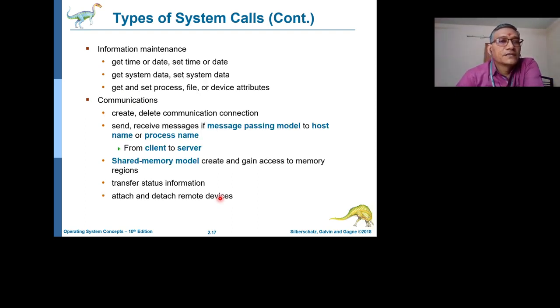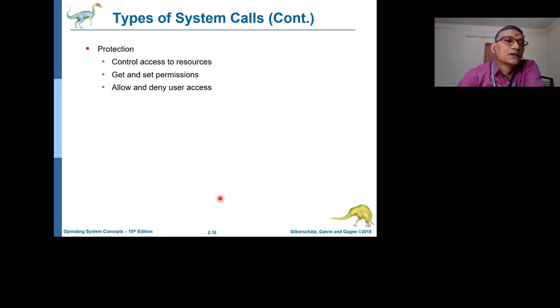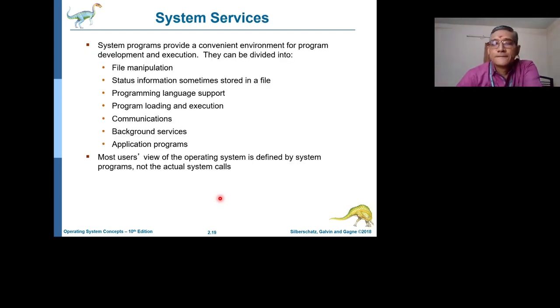For information maintenance: get time data, set time data, get system data, set system data, get and set process, file or device attributes. Communication-related system calls: create and delete communication connection, send and receive messages if message passing model to host name or process name. If it is client to server, shared memory model: create and gain access to memory regions, transfer status information, attach and detach remote devices. Protection: control access to resources, get and set permissions, allow and deny user access. So these are the system calls associated with that.